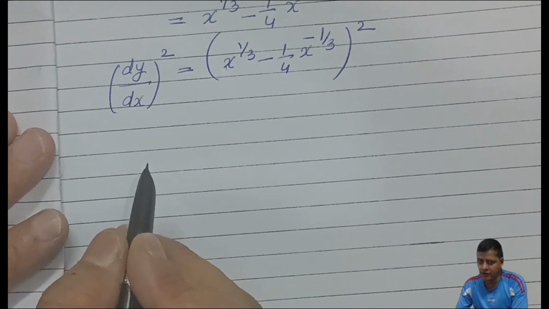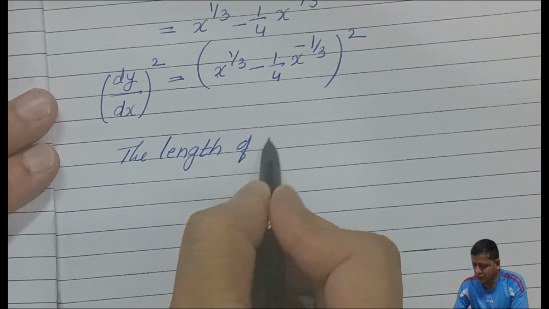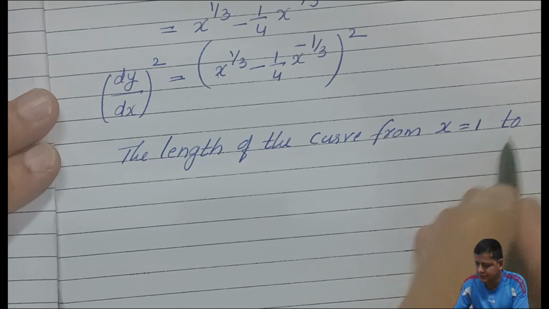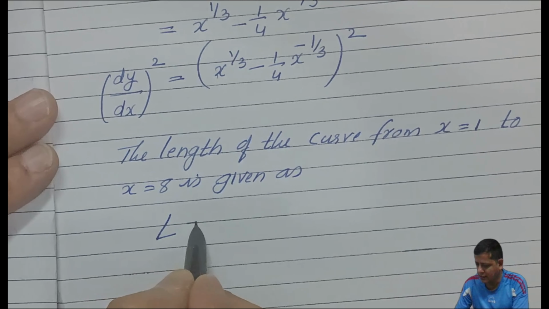So that's what we needed. Now let's put in the formula. We have a formula, right? So let's put the formula. The length of the curve from x is equal to 1 to x is equal to 8 is given as, let's go for the formula.